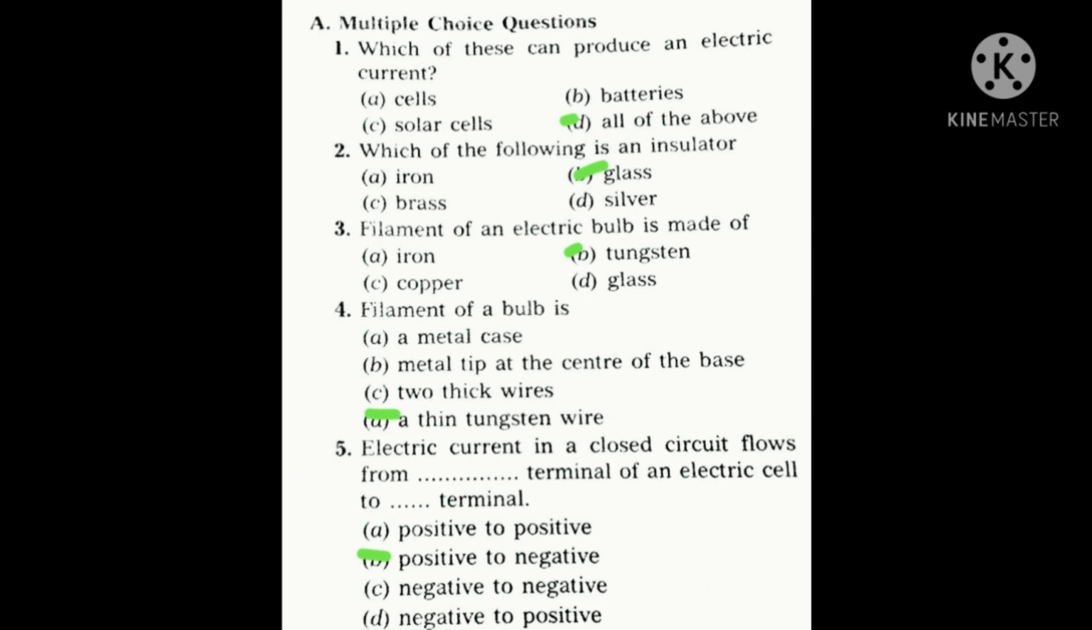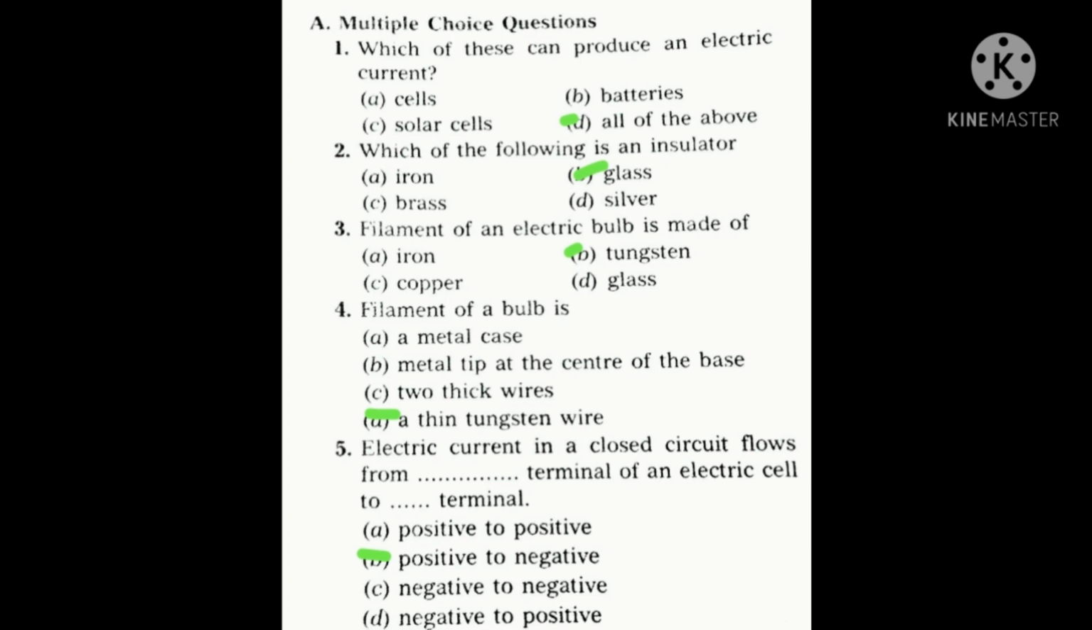Next one, filament of an electric bulb is made of iron, tungsten, copper, glass. Filament of an electric bulb is made up of tungsten. Fourth one, filament of a bulb is a metal case, metal tip at the center of the base, too thick wire, or a thin tungsten wire. Yes, filament is made up of thin tungsten wire.